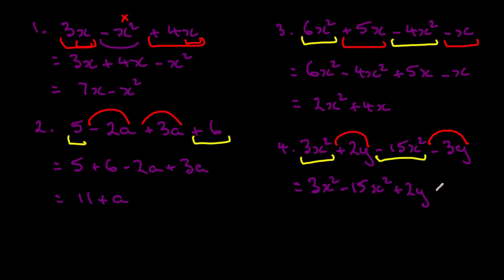and minus 3y. The reason why I selected these numbers is because we're going to have two negative numbers in our answer. So that's 3 take 15. So that's minus 12x squared. And then we've got 2 minus 3. That's minus 1y. So that's minus y. So there's our solution. So putting in the big minus number there gives us a minus at the front there.